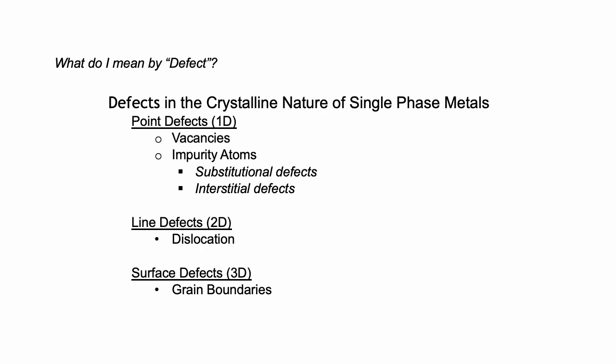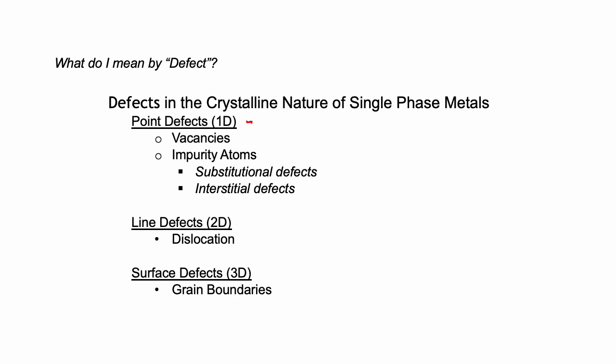And those defects come in three groups. The first group are point defects, one-dimensional defects. There are two different kinds of those. One is a vacancy, meaning a place where there would be an atom and it's not there. The second kind of point defect is an impurity atom, or what we might call a solute atom. This is not the same as the host metal. It's sitting at the site where a host metal atom would be, or in between the positions of the host metal.